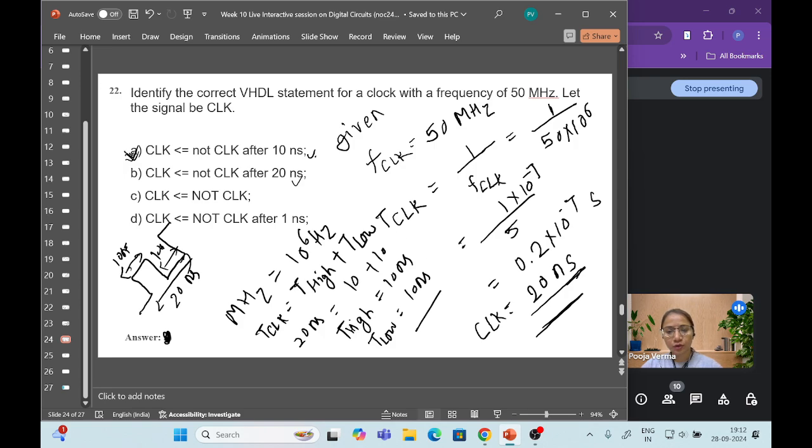I think you have understood this one. So this 20 nanosecond represents the whole period, not high or low. So if we want to write or read something in the VHDL code, we have to clock at either the high level or the low level. So we have to go with not clock after 10 nanoseconds.